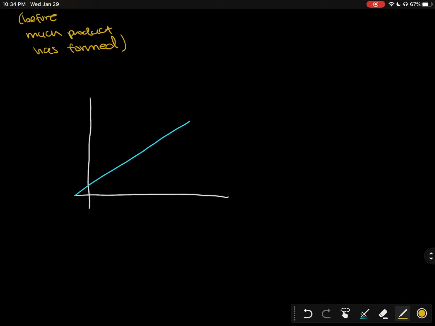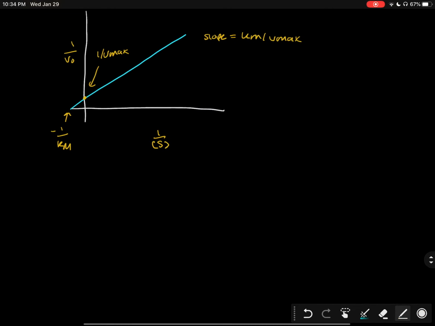This intercept is going to be negative 1 over the Michaelis-Menten constant. This one is going to be 1 over Vmax. The entire x-axis is 1 over substrate concentration, and the y-axis is now 1 over V naught. And our slope equals Km over Vmax. You're probably thinking, hold on, where did Km come from? Let's take one step back.